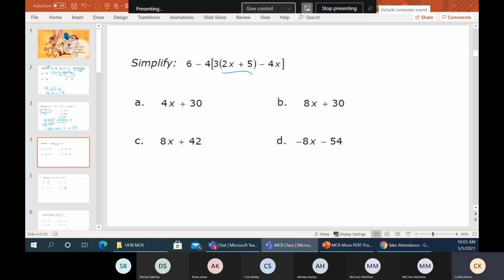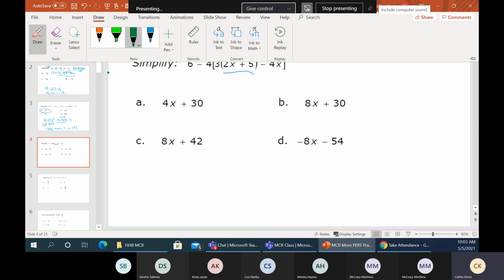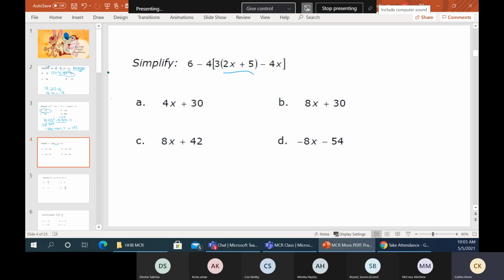So first thing you want to do, like I said, you're kind of starting on the inside and working your way out. Okay. So I've got this guy here in the parentheses, can't do anything with him, but then I can distribute here, can't I? So I do that. So if I do that, I'm going to get 6x plus 15. All right, so that takes care of this part. But then I've got this minus 4x that's inside the brackets, and the brackets are just a fancy version of a parenthesis.